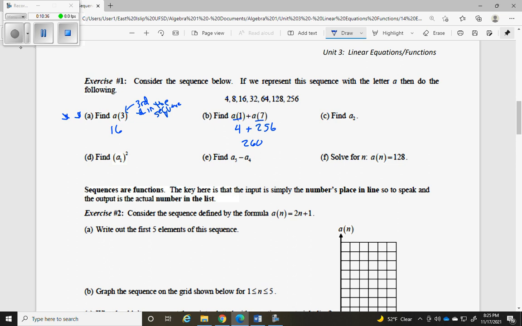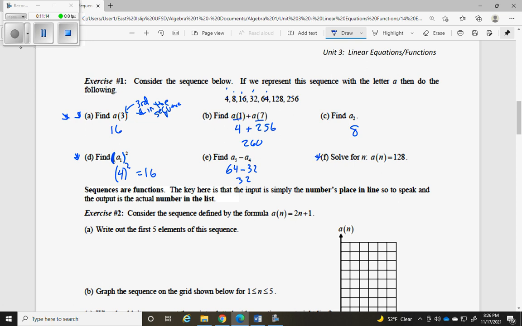Here's notation written with subscripts. They want the second term, so that would be an 8. Be careful on D. Remember, parentheses are important. Do what's in the parentheses first. They want to know the first term. That's a 4. And then they want me to square it to get 16. The fifth term, 1, 2, 3, 4, 5, 64. Take away the fourth term, which is 32. 64 minus 32 is 32.